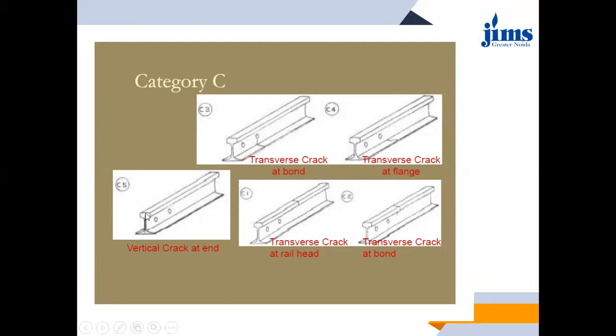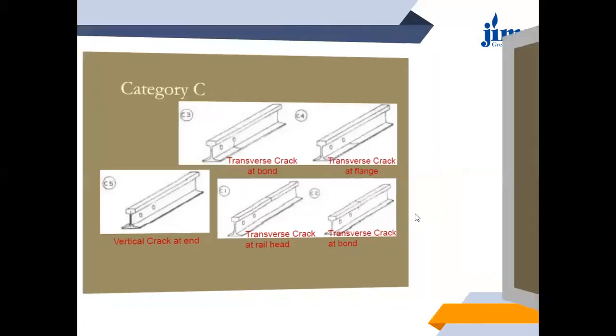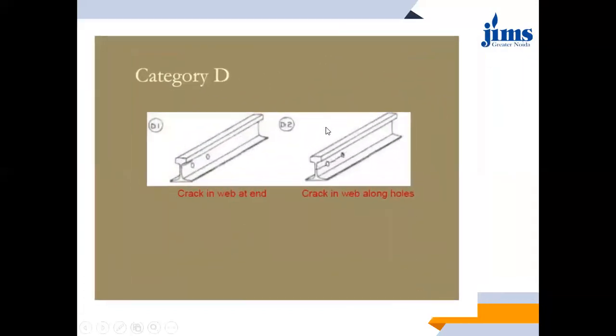Over here at the end, it is not that clearly visible because it is at the end in the flange itself. Oh, sorry, web itself. Okay. The fourth image shows a transverse crack at the rail end, rail head. The last image shows a transverse crack at the bond itself.